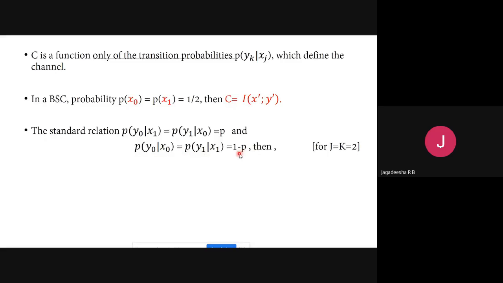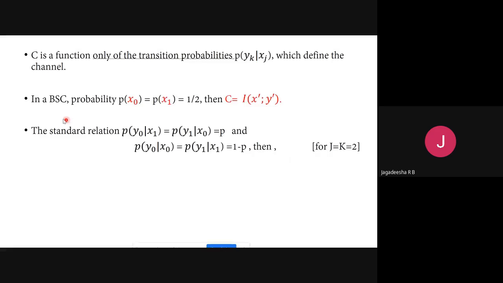Its probability is 1 minus p. And in another case, you transmit 0 and you get output as 1, or you transmit 1 and you get an output as 0, its probability is p. These are the two cases, right? If one is p, the other one is 1 minus p. So when you add these up, the total probability becomes p plus 1 minus p, that is 1, the total probability, right?